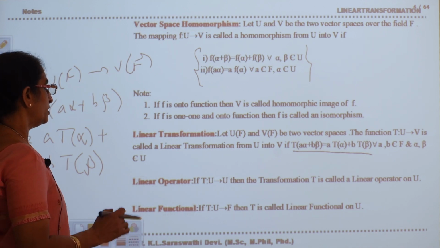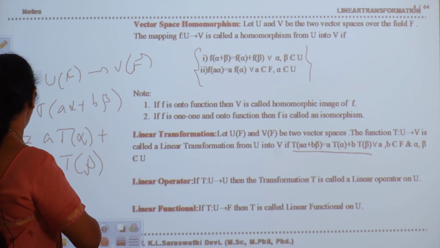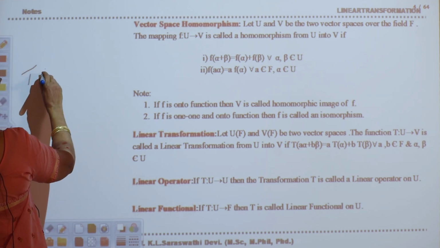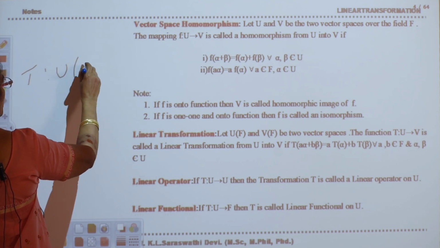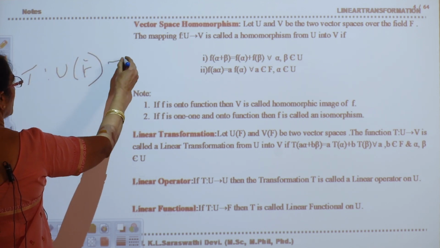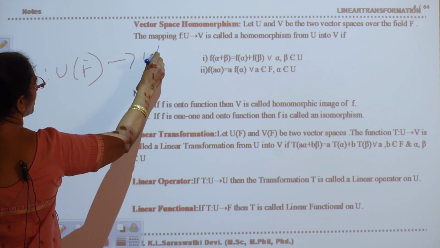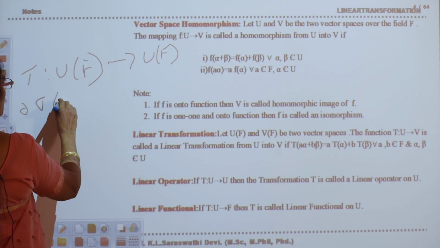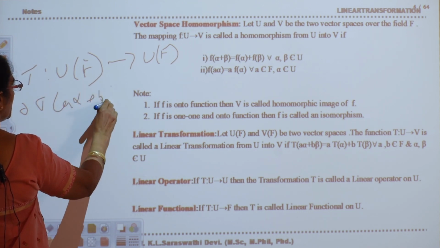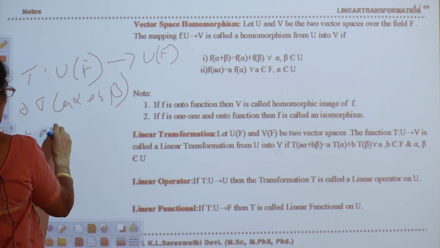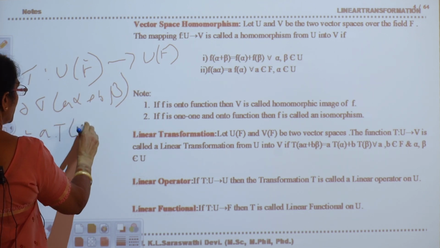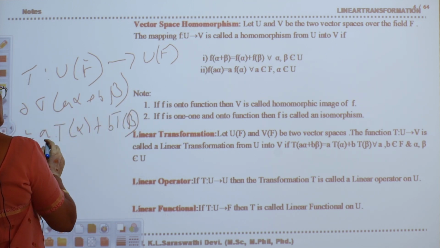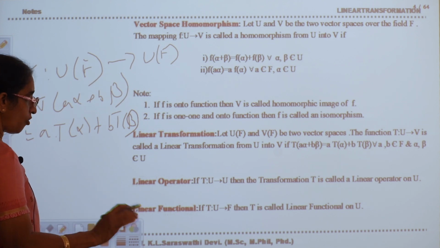Okay. Now, this linear transformation is said to be a linear operator if T is defined over the same vector space. That is, T is a mapping from U(F) to U(F) such that T of a alpha plus b beta is equal to a into T of alpha plus b into T of beta. If it is like this, we will say that T is a linear operator.